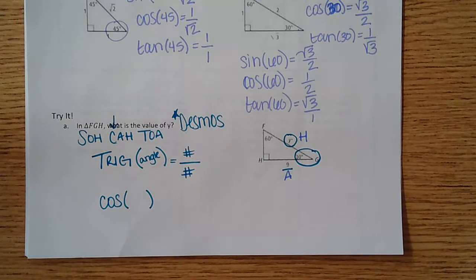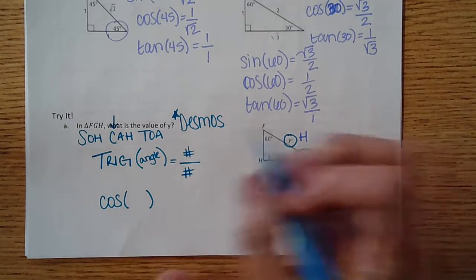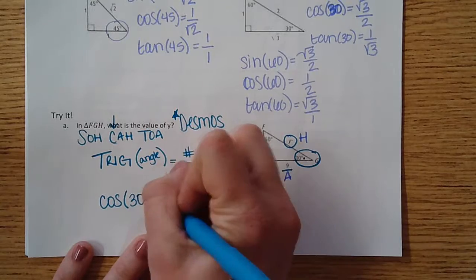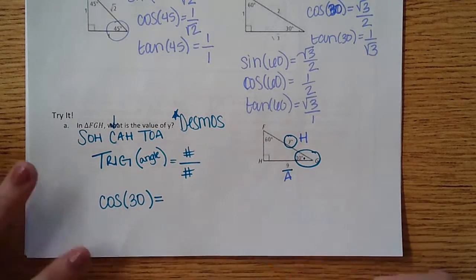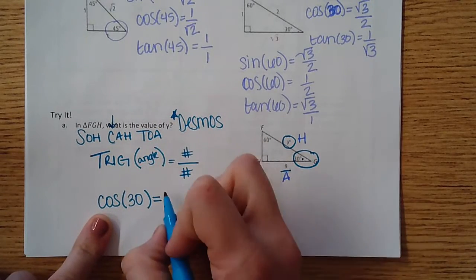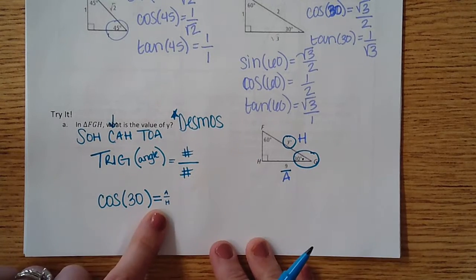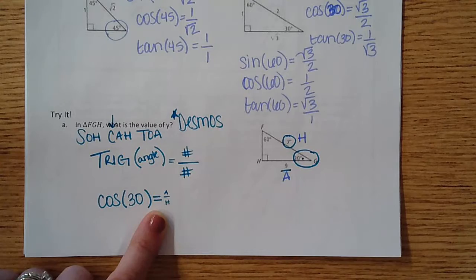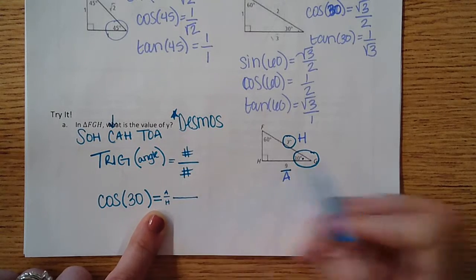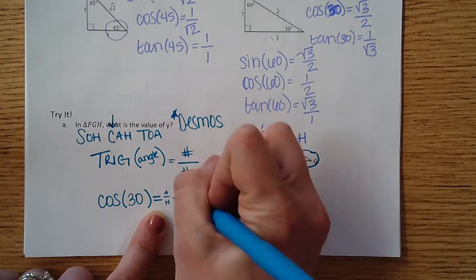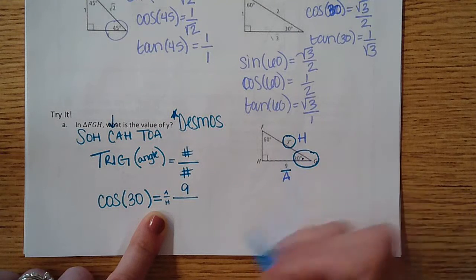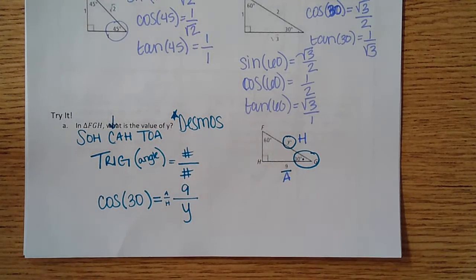Inside my parentheses, I'm going to put the angle measure that I use, which is 30, is equal to, now we're looking for the ratio. Since I use cosine, I need to have the adjacent over the hypotenuse. You won't write this, or you don't have to when you work with these. I'm just using it as reference. Adjacent to 30 is 9. Y is the hypotenuse. Okay?